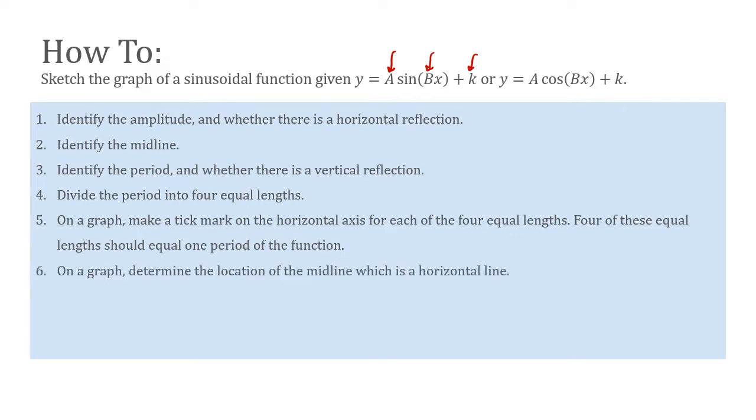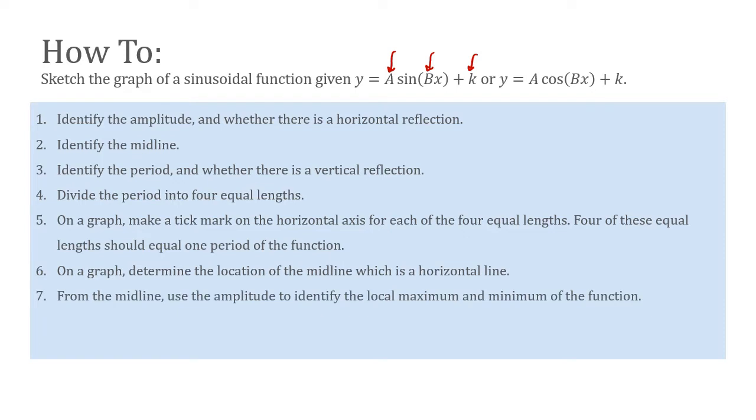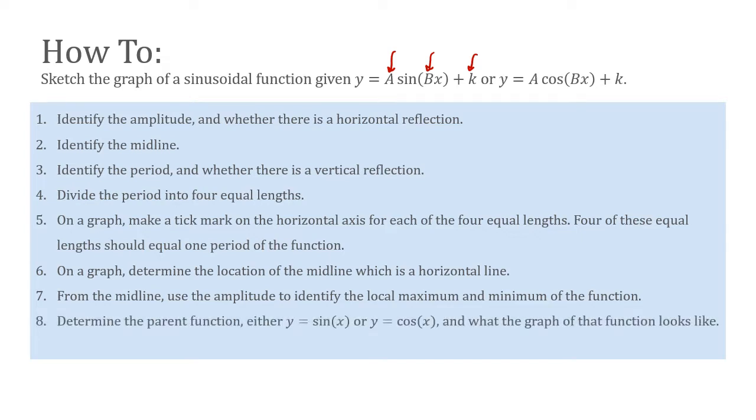Step 6. On a graph, determine the location of the midline, which is a horizontal line. You'll also want to make a tick mark on the vertical axis and label each one of those tick marks. Step 7. From the midline, you'll use the amplitude to identify the local maximum and minimum of the function.